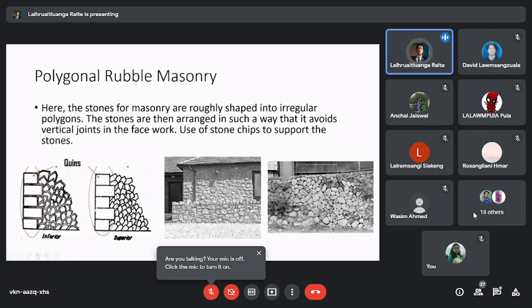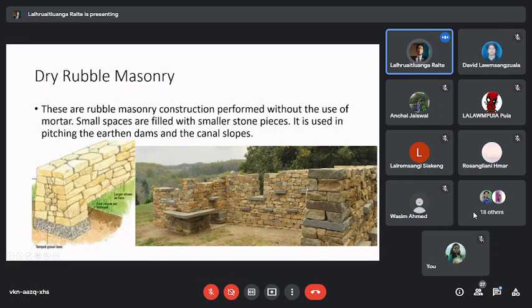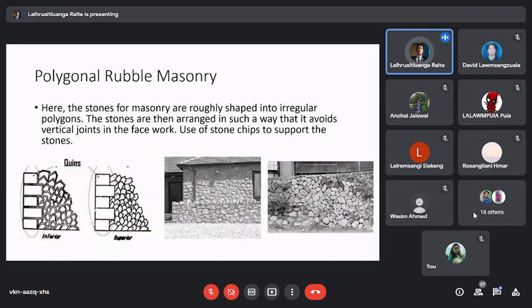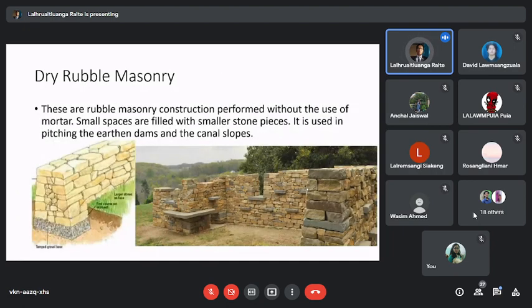Especially, we are going to learn another one, which is dry rubble masonry, which is rubble masonry construction performed without the use of mortar. You can even go for a polygonal rubble masonry if you have a good selection of stones and not use mortar as well. However, because of the load that may be imposed upon it, whenever you see dry rubble masonry, you tend to see it as a tapered masonry. Tapered means the base is larger than the upper part.